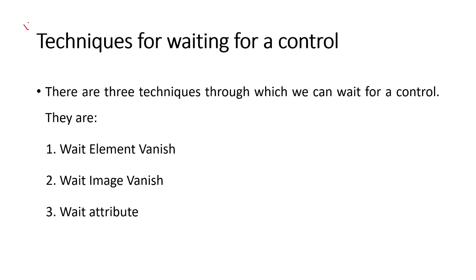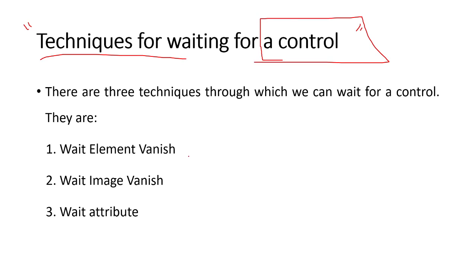And we were discussing techniques for waiting for a specific UI element or for a control, and we already have covered wait element vanish and wait image vanish, right? So it is very straightforward. As the name itself says, this technique is used to wait for a specific UI element to disappear, whereas this activity or technique is used to wait for a specific image to disappear.